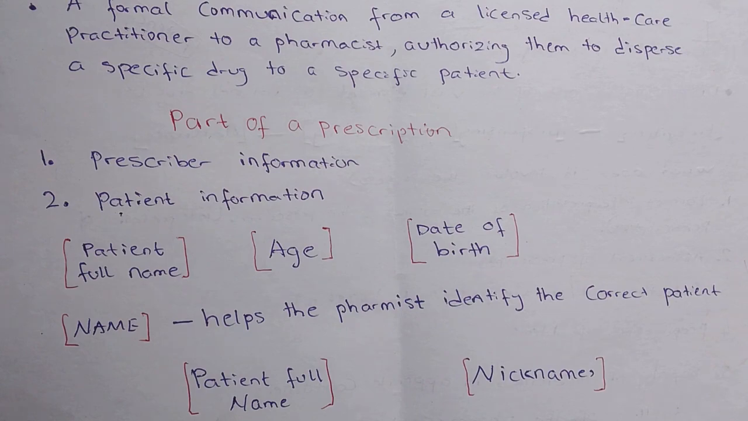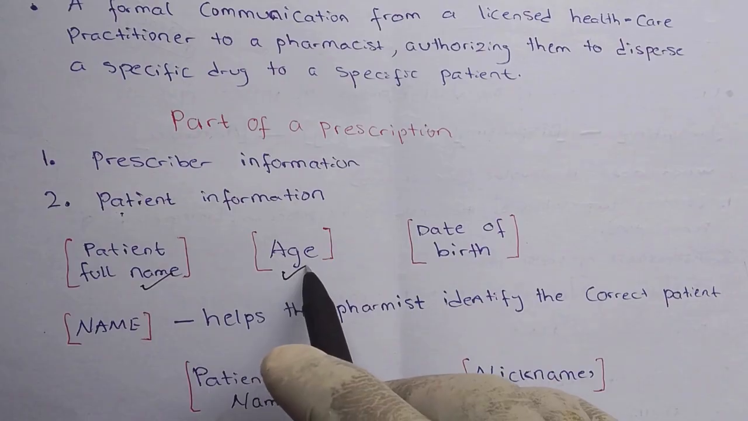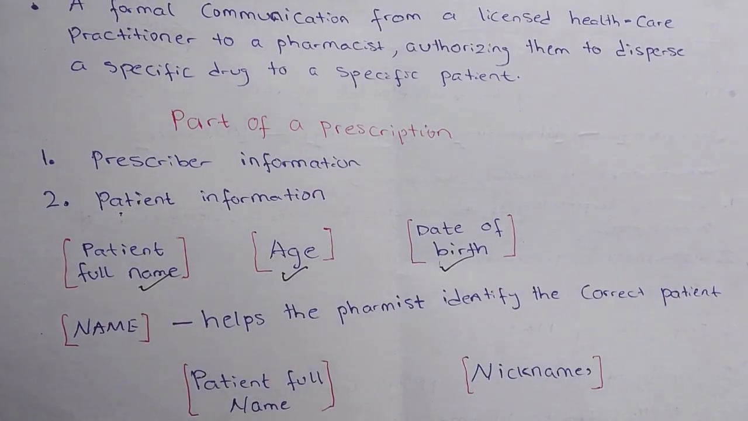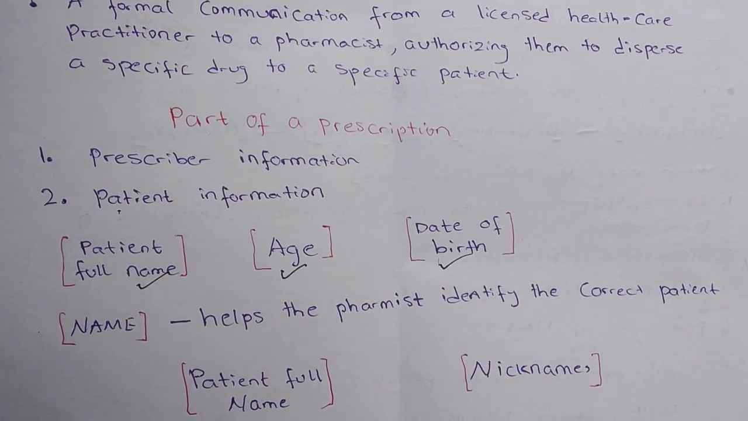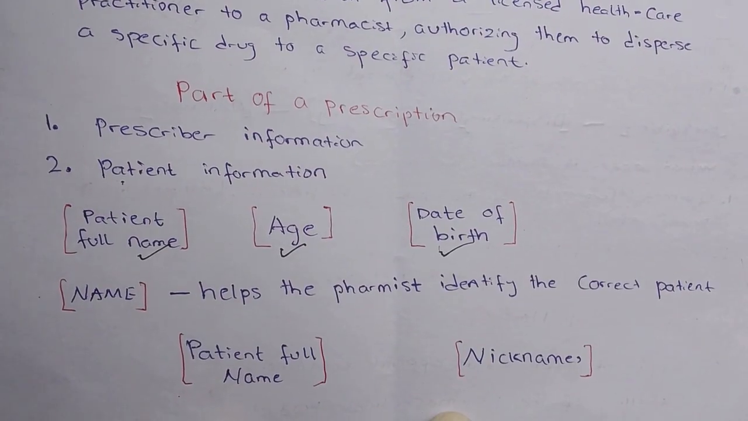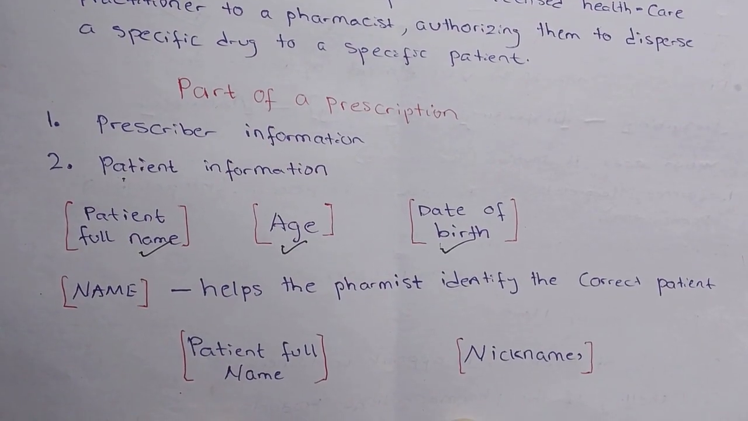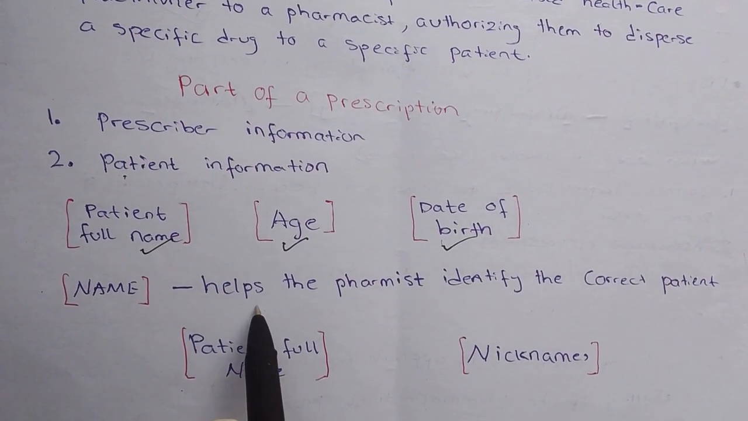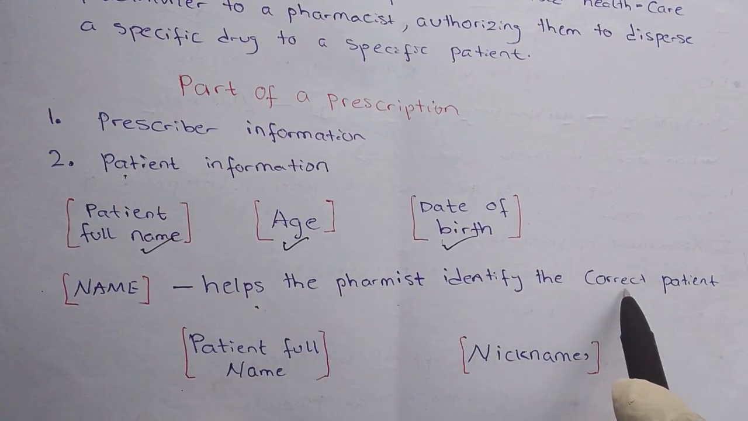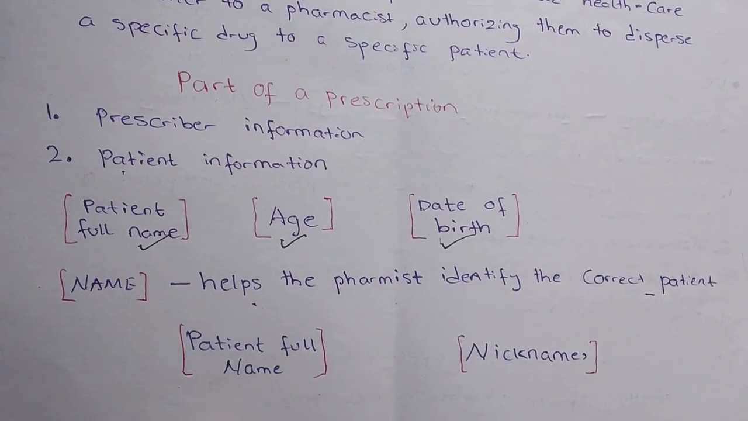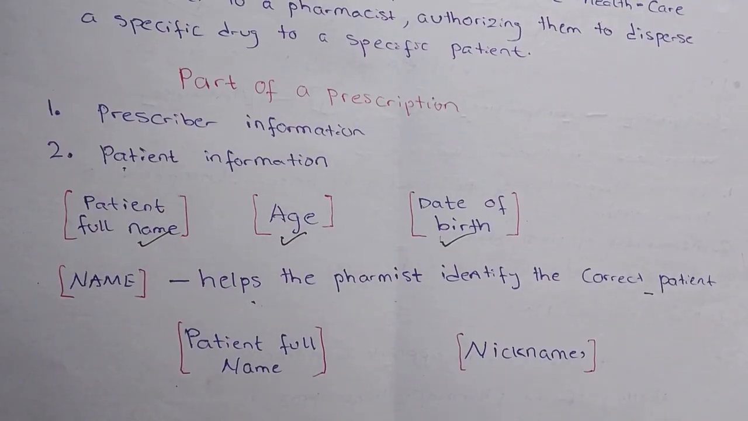Below the prescriber's information is the patient's information. This section will include the patient's full name, age, and date of birth. Sometimes the patient's home address will be found here, as well. The pharmacist should also check the date the prescription was written. Name. Name helps the pharmacist to identify the correct patients, avoiding any chance of giving the medicine to a person other than the one it is dispensed for. You also know that the patient's full name must be written instead of nicknames or surnames.